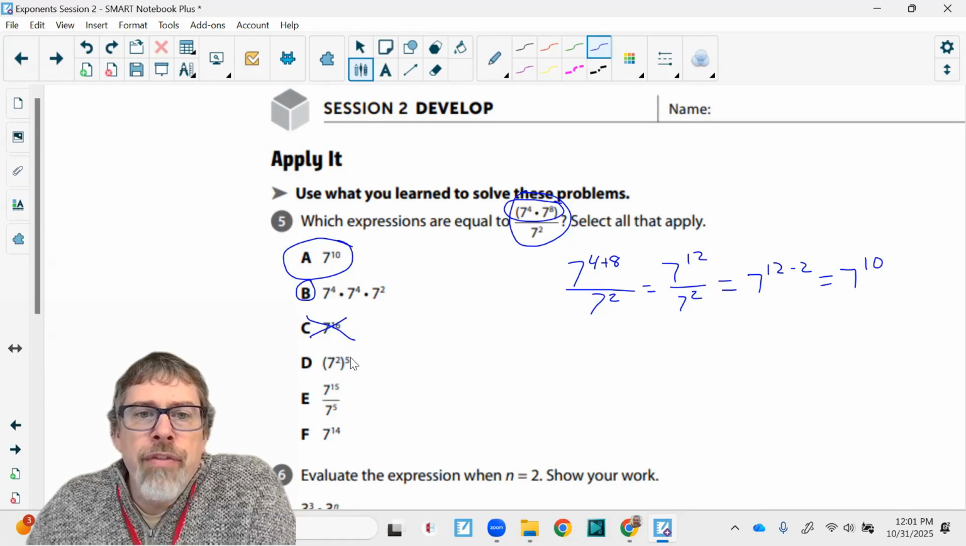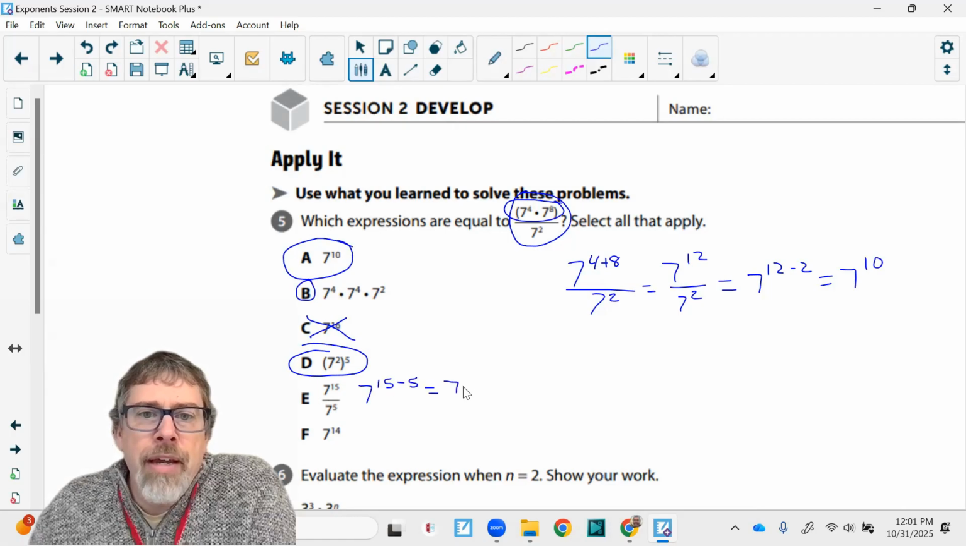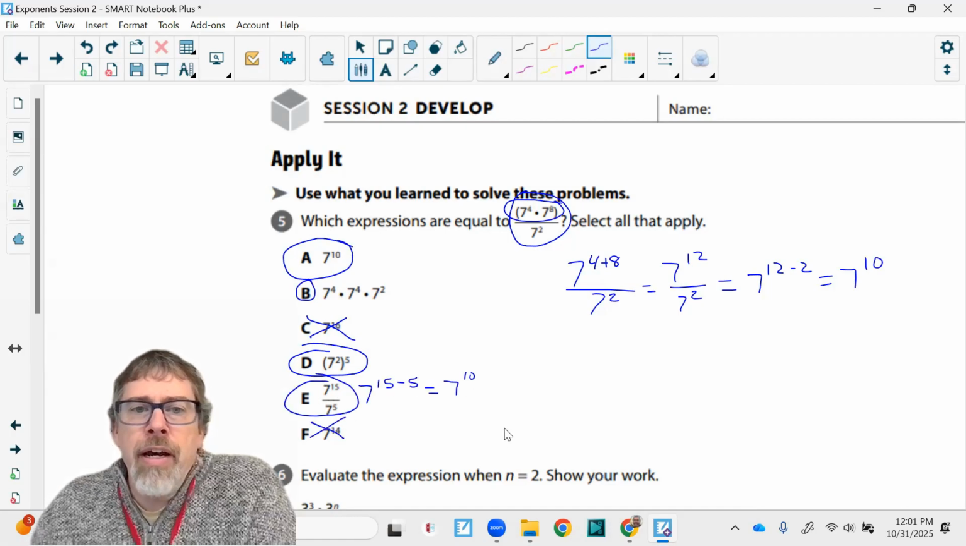7 to the 2 to the 5, that is, because 2 times 5 is 10. Then we distribute. We've done that, so it's D. And this is 7 to the 15 divided by 7 to the 5, so that's 7 to the 15 minus 5, which is 7 to the 10. So E is an answer, and F is not. So it's A, D, and E.